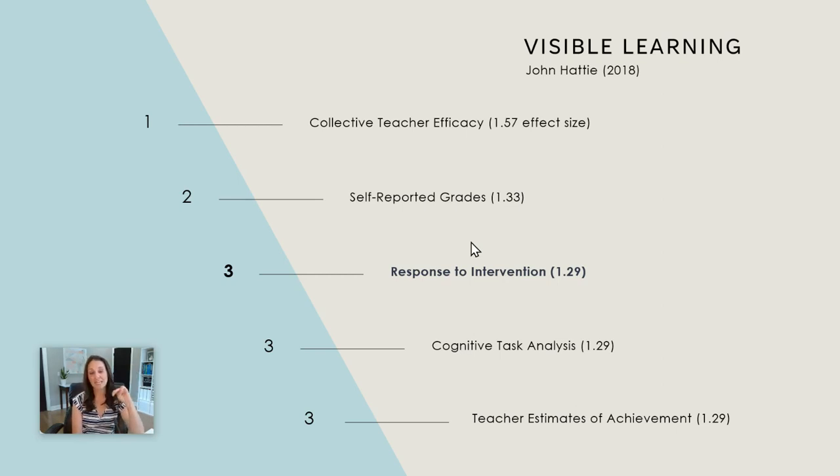If you notice, tied for number 3 is response to intervention. Also has a huge effect size on student achievement. And so how can we do that well so that we can achieve massive effect size in our own classrooms?